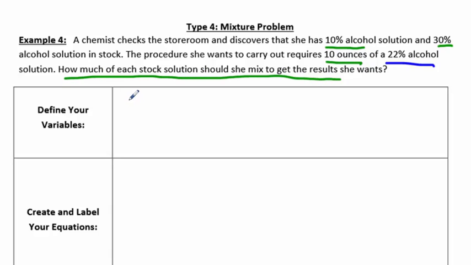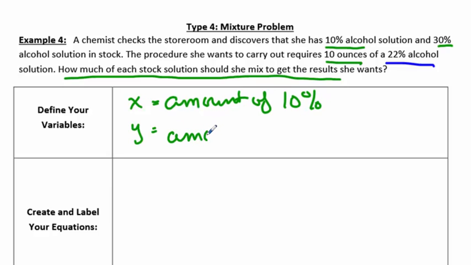So our variables, we'll use the letters x and y again, need to be the amounts of the solutions that we have. So we'll let x be the amount of the 10% solution, and we'll let y be the amount of the 30% solution. Now for the two equations. One of the equations is just the simple fact that if I pour x amount of 10% solution and y amount of 30% solution, I want to have a total of 10 ounces. So the first equation will be x plus y equals 10.